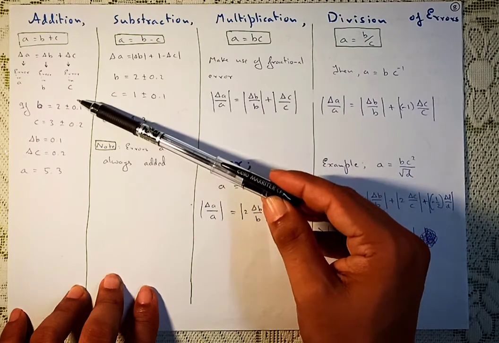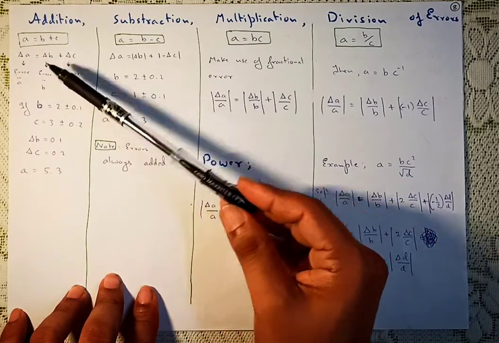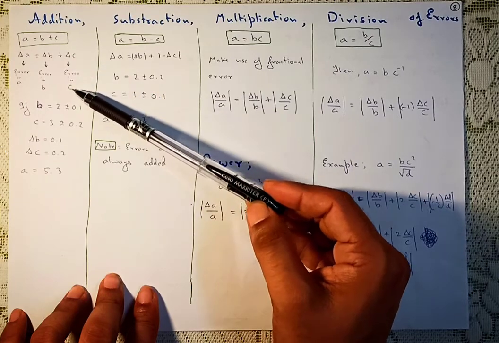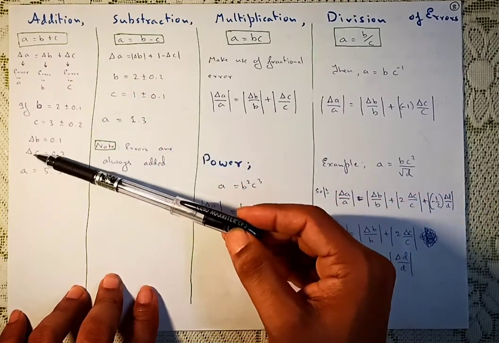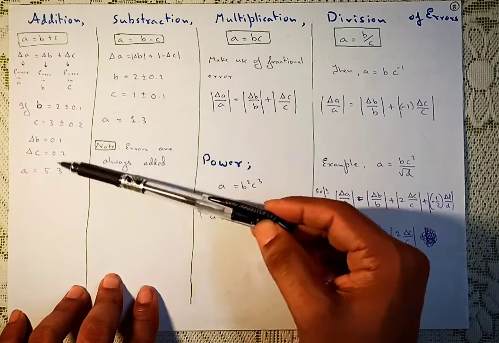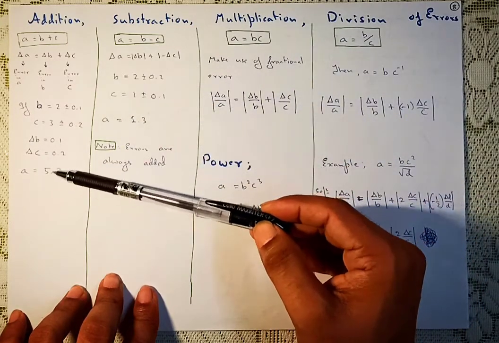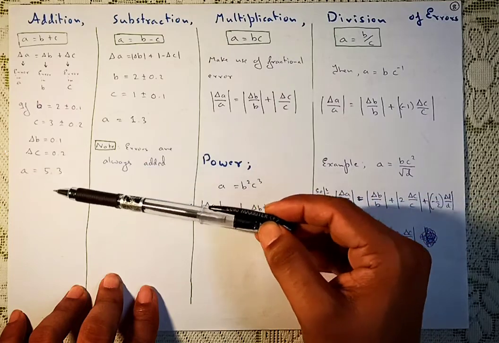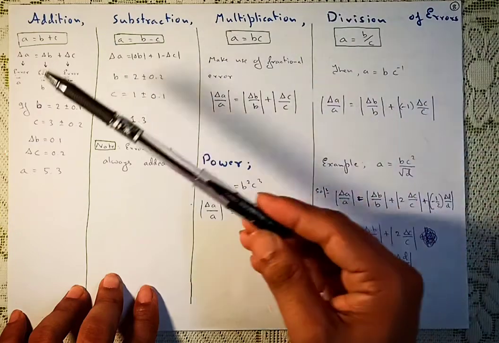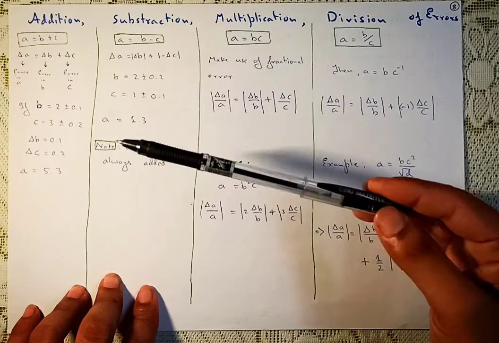These are the errors, and the error in B is represented as delta B, the error present in B, and delta C is the error present in C. Therefore, delta B is 0.1, delta C is 0.2. The value of A will become 5.3. Here, the maximum error is 0.3. And please always remember, errors are always added up, not subtracted.